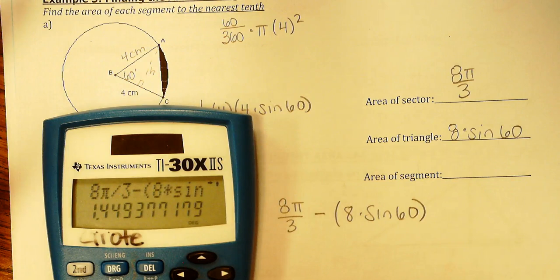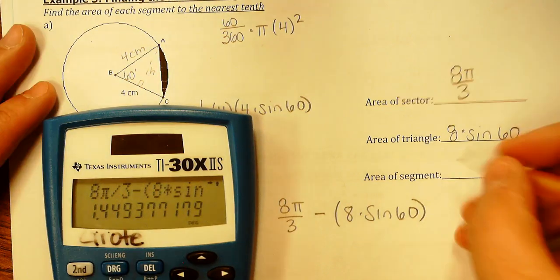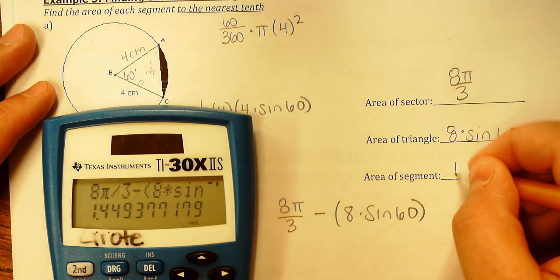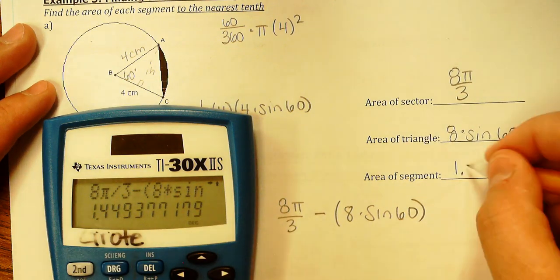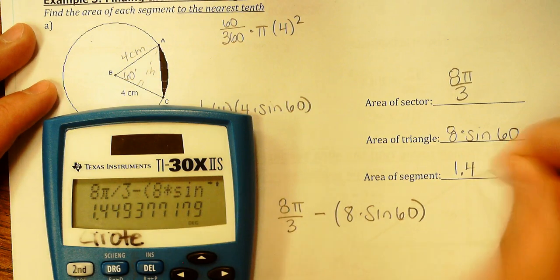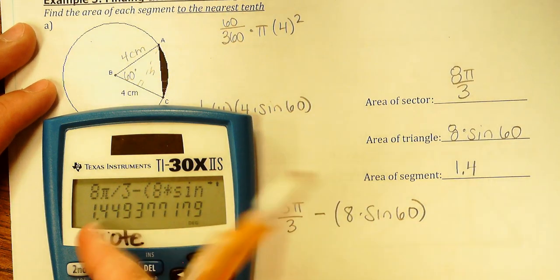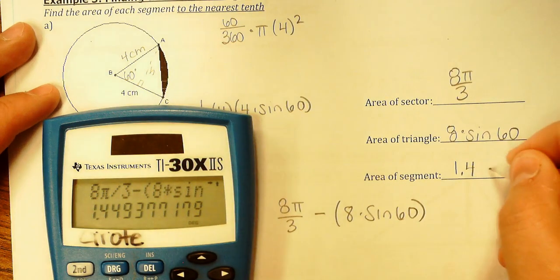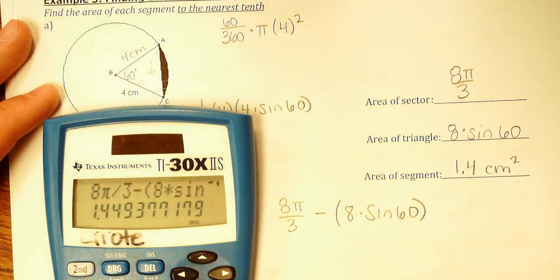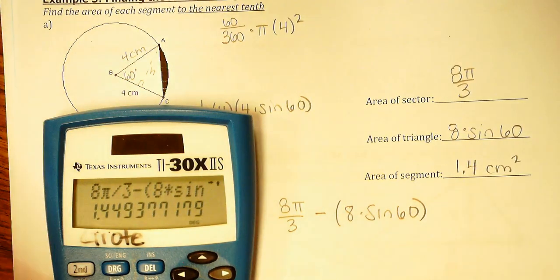And then we're just going to round this to the nearest tenth, it says in the directions. So this says 1.44, so I should round that to 1.4. I know that 9 there would round that up, but we're not going all the way down the line. So this would be 1.4, and this is an area, so it'd be centimeters squared. We'll try this one more time.